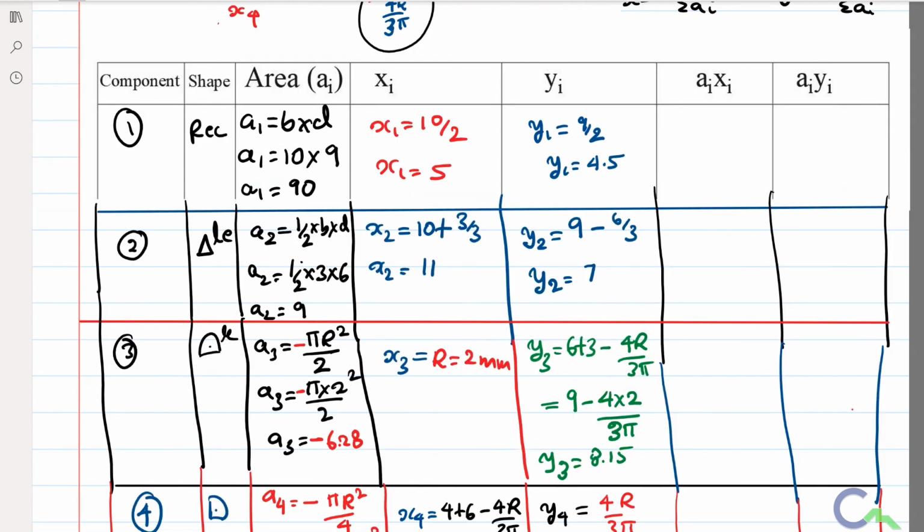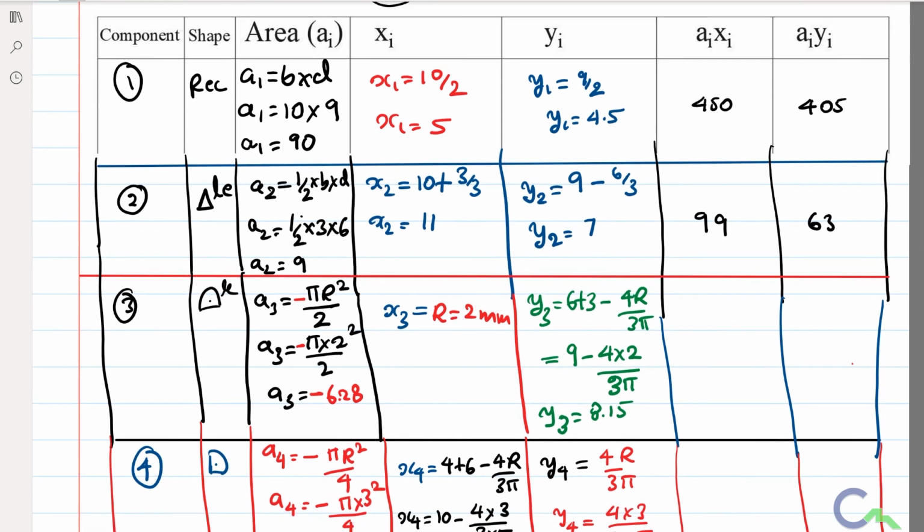So I will start with the first component. First A1 x1, that is 90 into 5, we get 450. Then we have A1 y1, that is 90 into 4.5, we get 405. Then A2 x2, that is 9 into 11, we get 99. Then A2 y2, that is 9 into 7, we get 63.